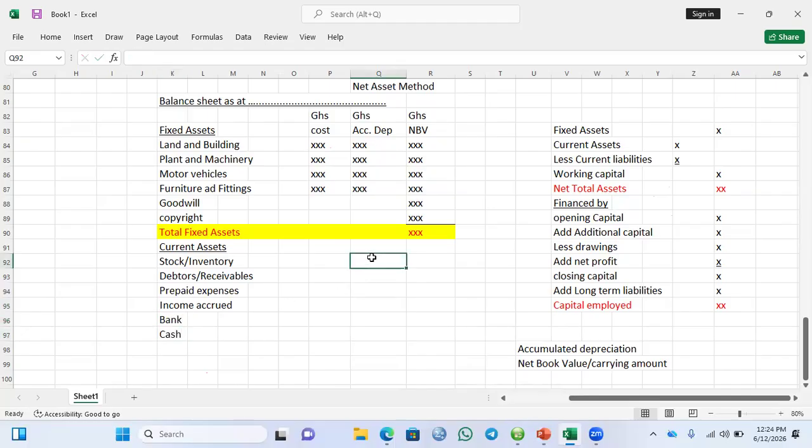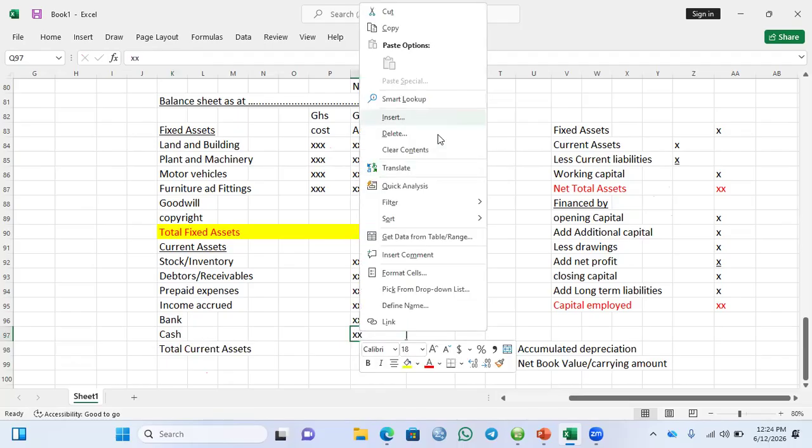So these, professors, are your current assets. Your stock, your debtors, your prepaid expenses, your income accrued, your bank, and then your cash. So that will give you your total current assets. I want you to put the total just under it.